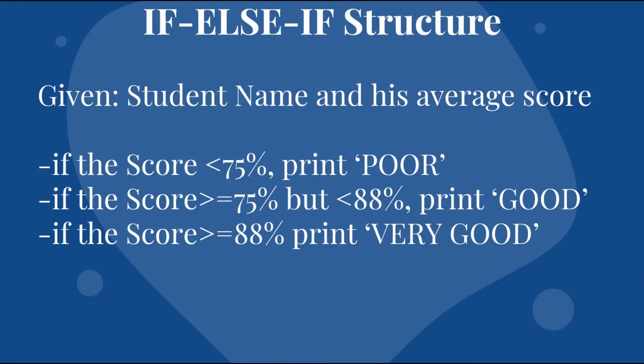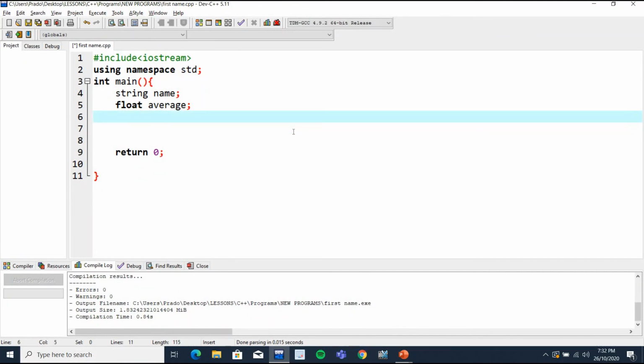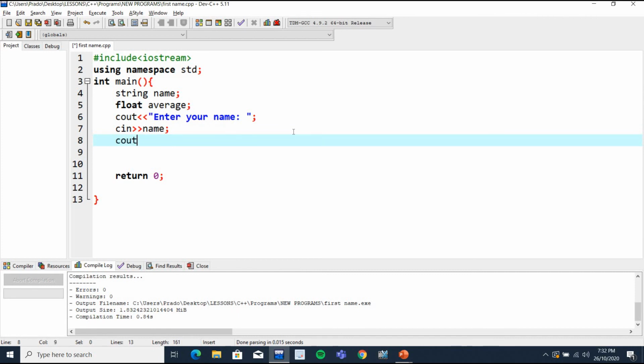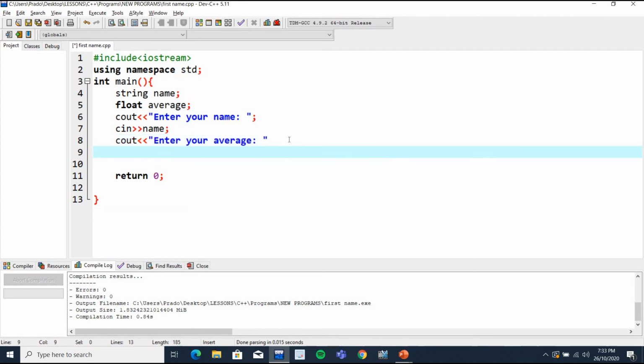And then, next, kukunin na po natin yung name at saka yung average. So, cout, enter your name. Semicolon, cin, name. Dito na kasi natin ilalagay yung name. And then, cout, enter your average. Semicolon, and then cin, and then average.